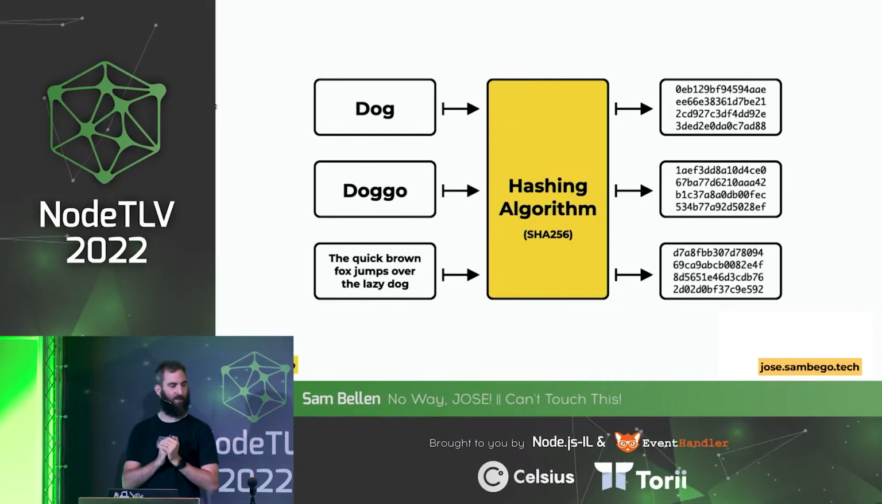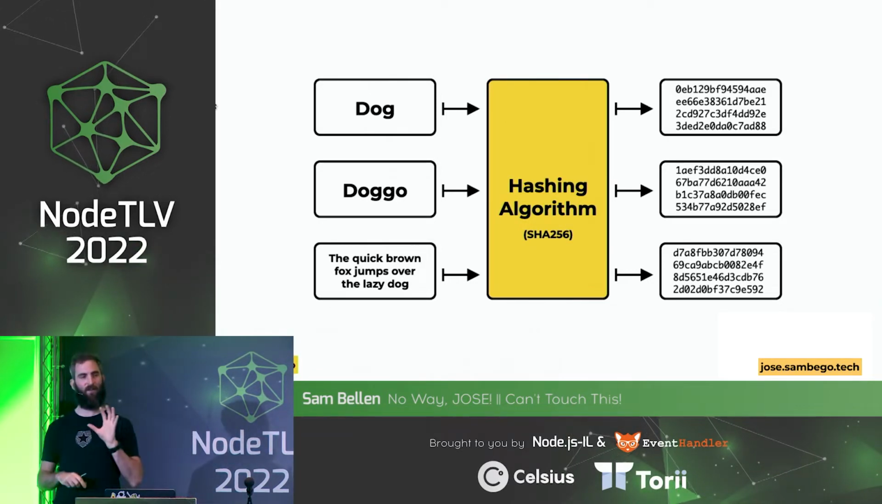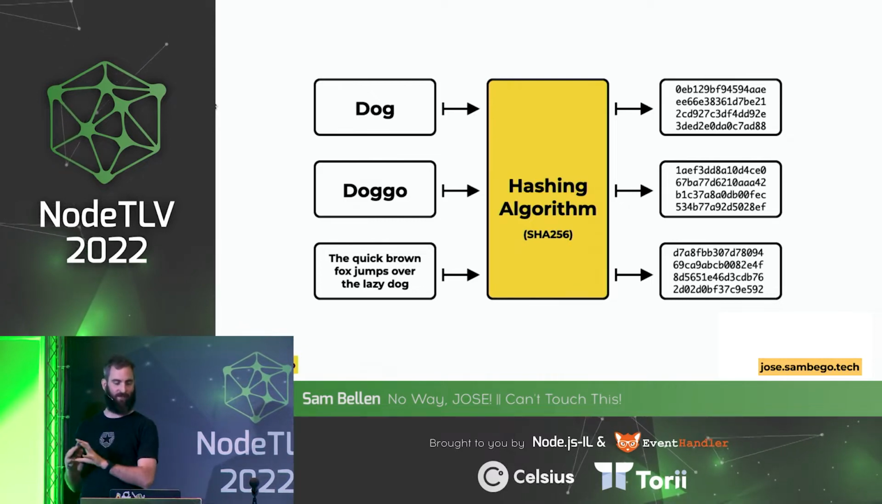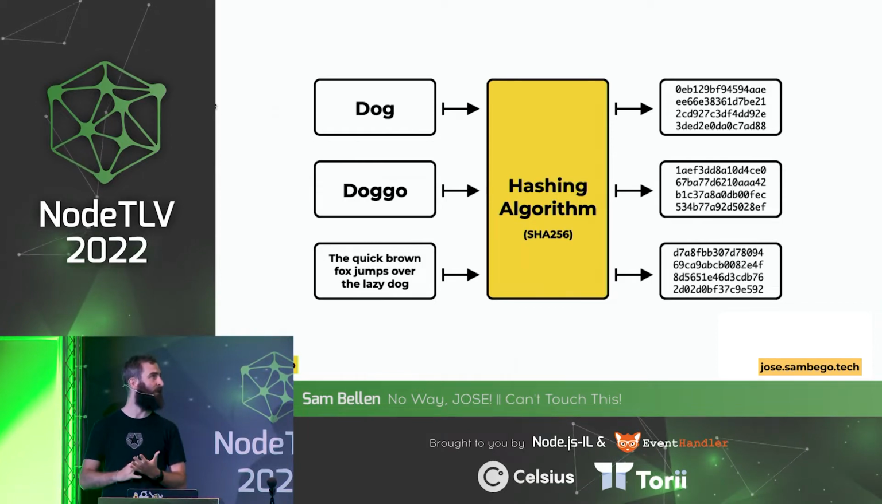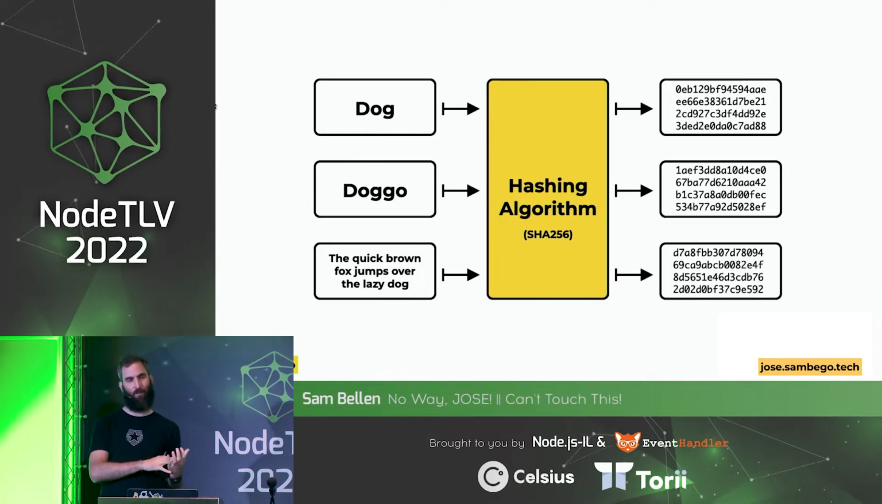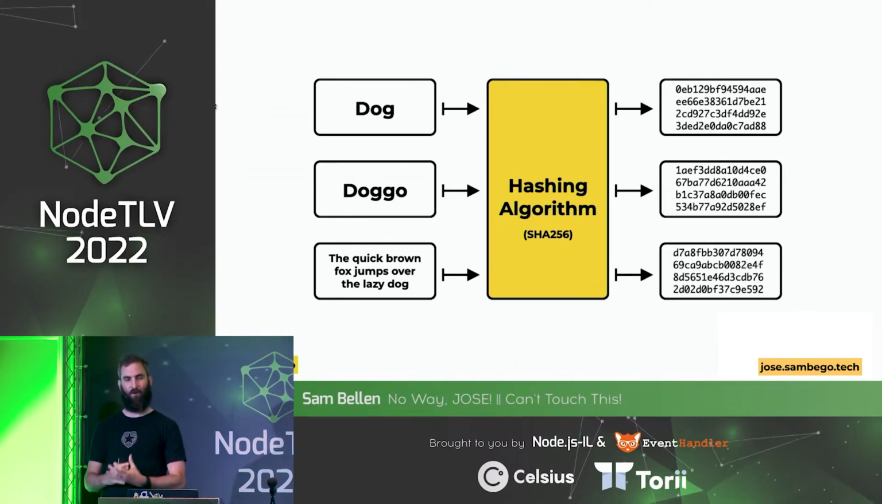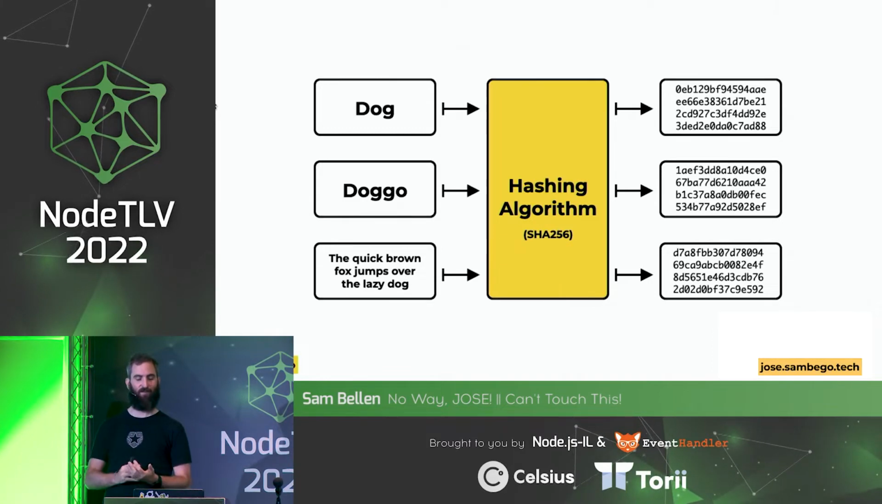So if we look at the little example, we see different inputs. We have dog, doggo, and a quick brown fox. They're all of a different length, but the outputs are always going to be 256 bits in this example, because it's a SHA-256-bit example that we're using. So no matter the size of the input or the type of whatever it is, the output is always going to be a 256-bit string, in this case, a 256-bit hash.